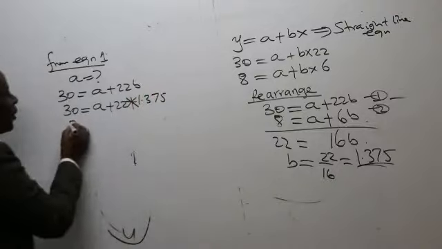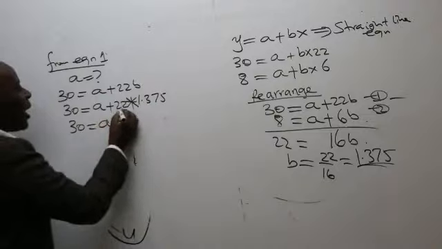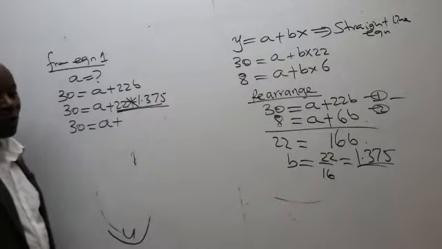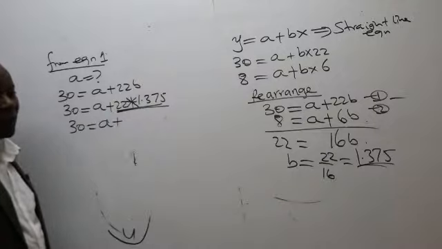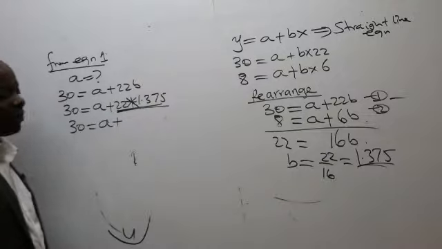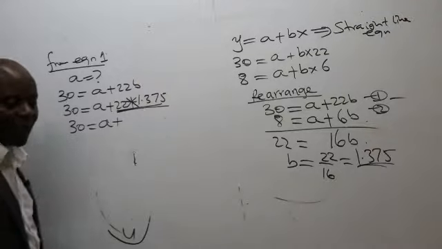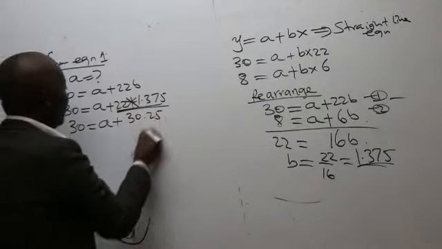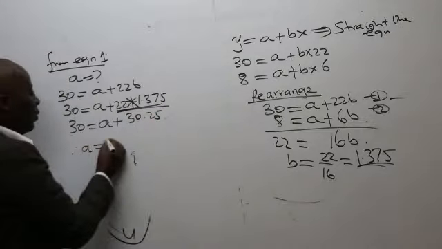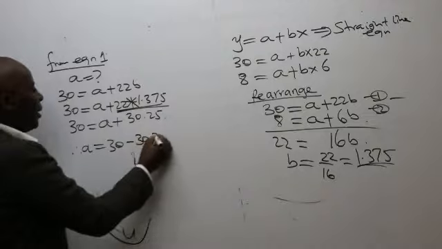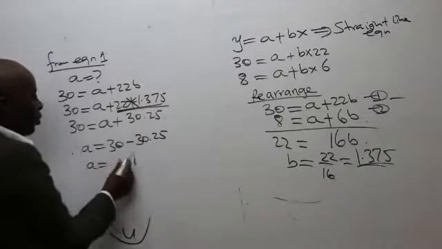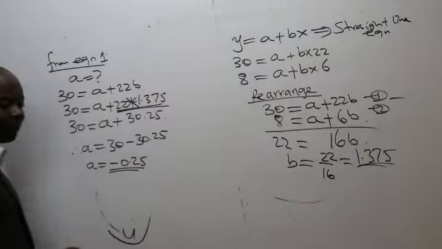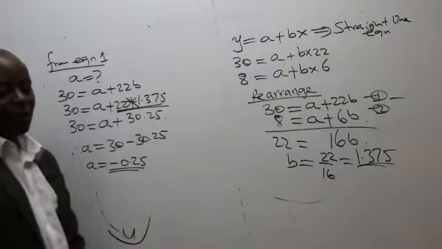Meaning, ladies and gentlemen, that our 30 will be equal to A plus, could you kindly give me this, what is 22 times 1.375? Can somebody give us this figure? So according to Hillary, this is 30.25. Thank you very much. Therefore, our A will be 30 minus 30.25, which will end up giving us what figure, somebody here? Minus 0.25. Thank you very much. Thank you, Faith.